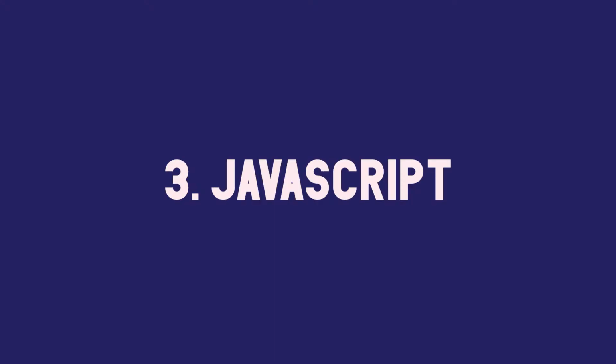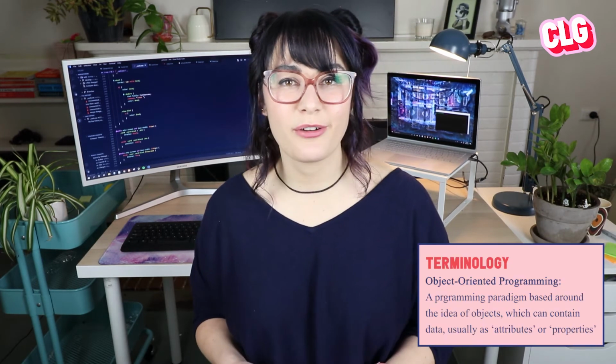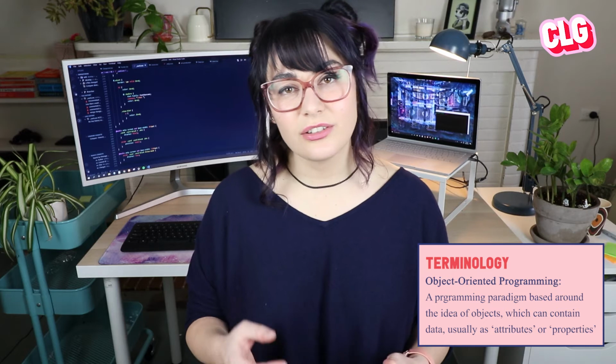Number 3 is JavaScript. Alongside HTML and CSS, JavaScript is one of the 3 core technologies of the World Wide Web. It's an object-oriented programming language, and it's usually used to create interactive effects inside web browsers. It's often confused with Java, and even though the names sound similar, Java and JavaScript are quite different.